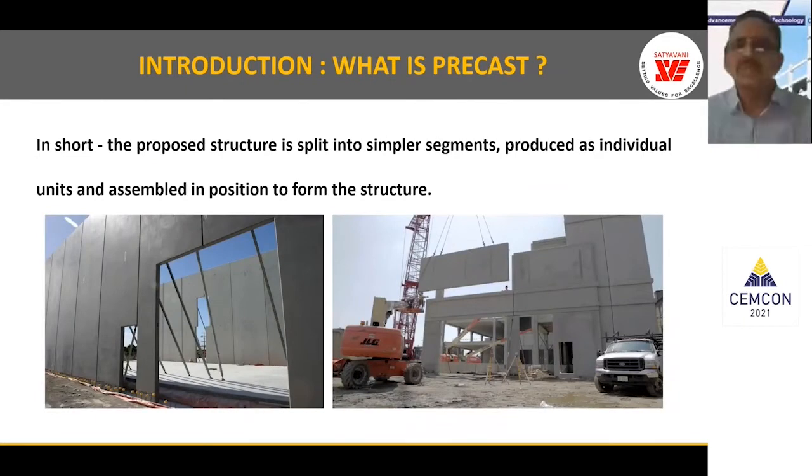The proposed structure is split into simpler segments produced as individual units and assembled in position to form the structure, as we can see here. And we can divide the entire structure into handleable size and weight of the elements and assemble them at the site. And joints, though perceived as a challenge, any structural engineer who is conversant with the precast construction methodologies and available materials for the joints can handle them.